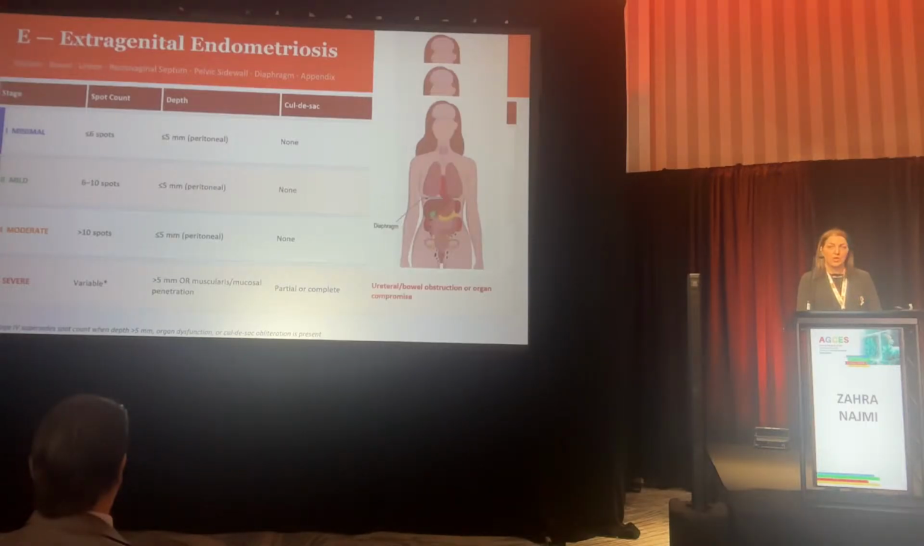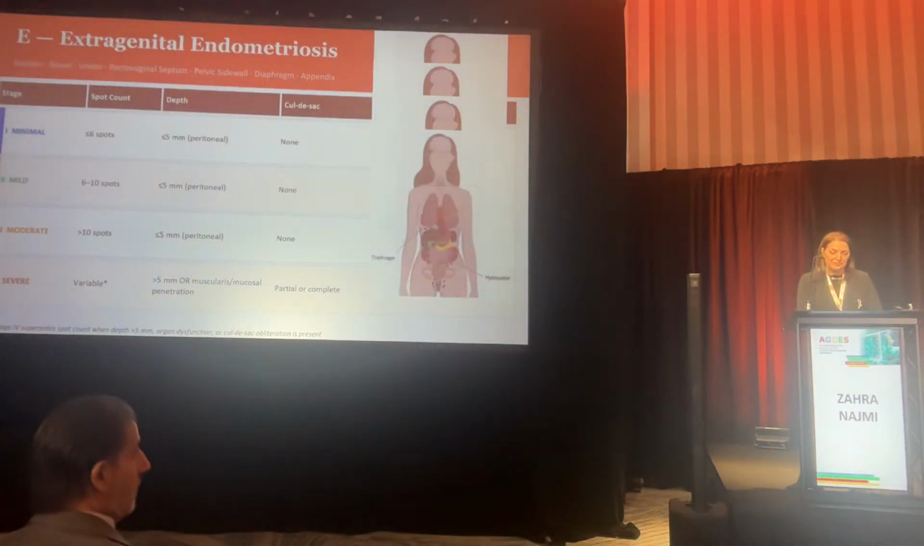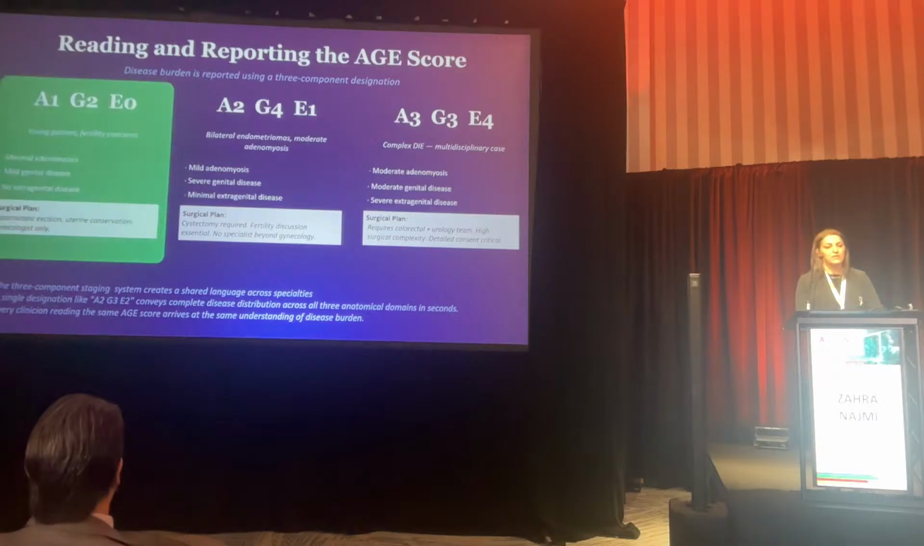Any partial or complete obliteration of the cul-de-sac is considered stage 4, and any irregular bowel obstruction or any organ compromise will be considered as stage 4. This staging system can be easily recorded in these 3 components. For example, A1, G2, B0 means minimal adenomyosis, mild genital endometriosis, and no extragenital endometriosis.